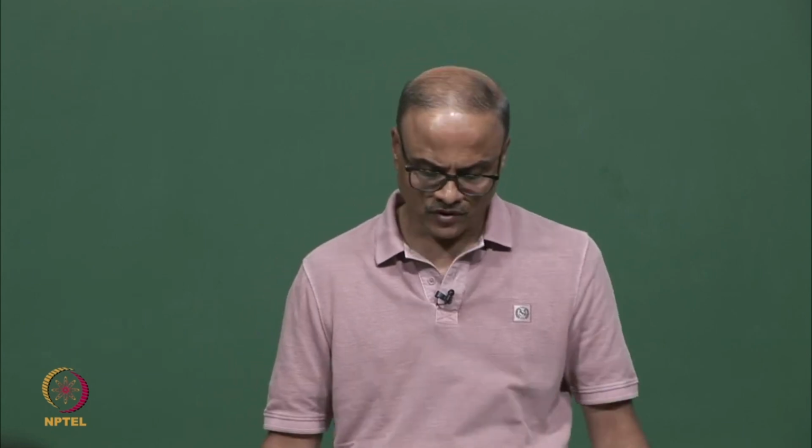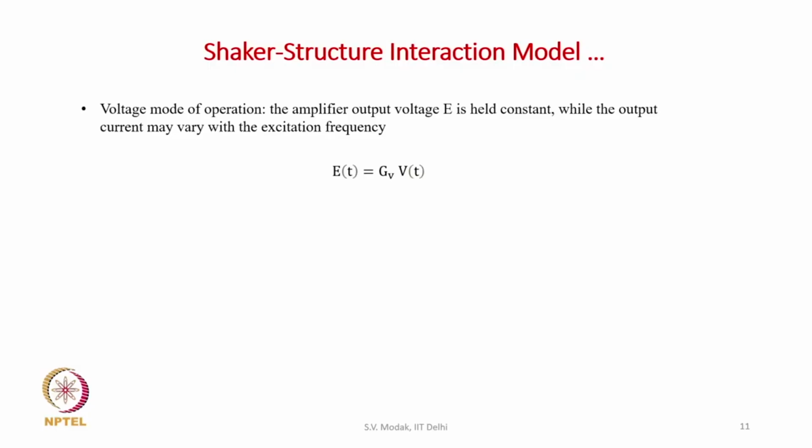So the first equation we can write down is that the output of the power amplifier is proportional to the input voltage. So V is the input voltage to the power amplifier, E is the output voltage, and they are related by the gain of the power amplifier, which is Gv. So this is the first equation.